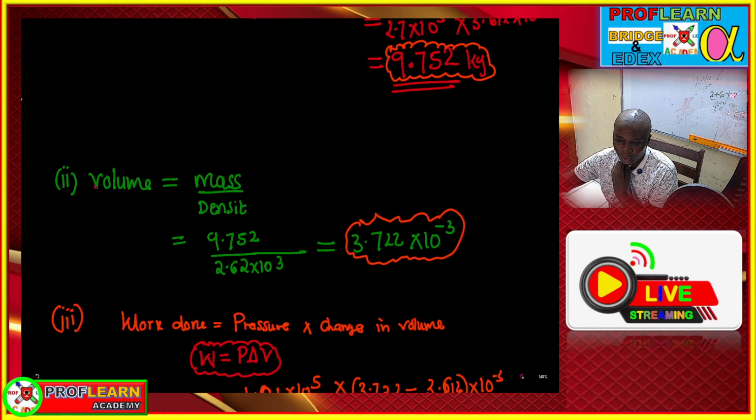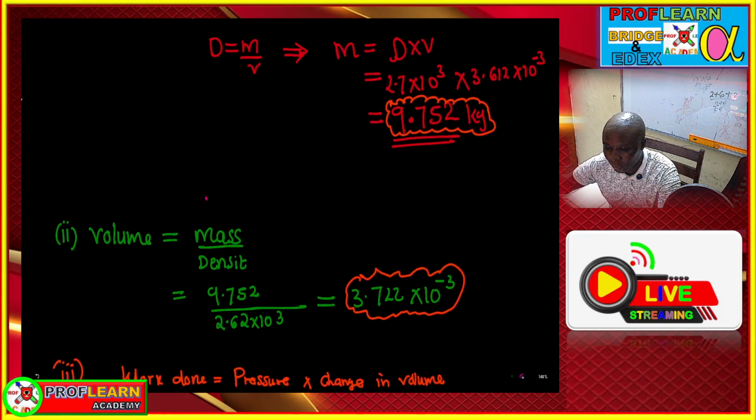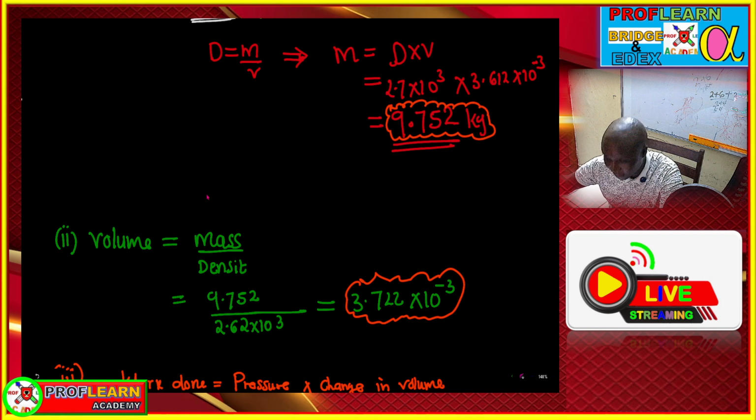For Roman 2 of B, we're supposed to show the volume at 500 degrees Celsius. In this case, you were to use the density at 500 degrees Celsius and the mass that we had gotten in the previous question, so that you can get the volume. If you work it out, you'll get 3.722 times 10 raised to the power -3. Basically, that's what we were supposed to do at that point.